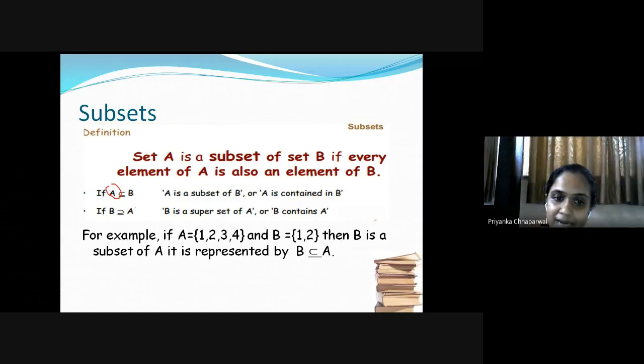If I write it like this, then B is a superset. B is a superset. Both are the same.